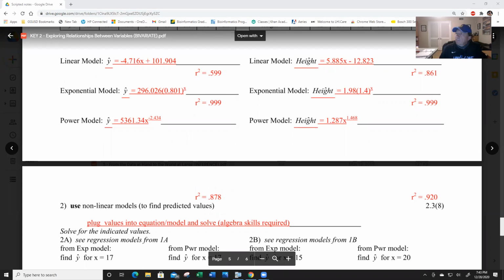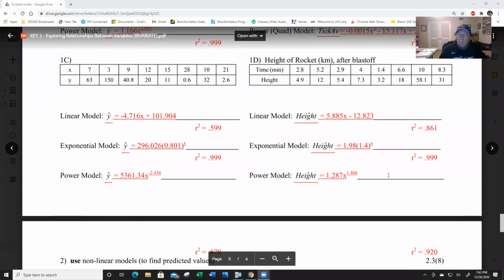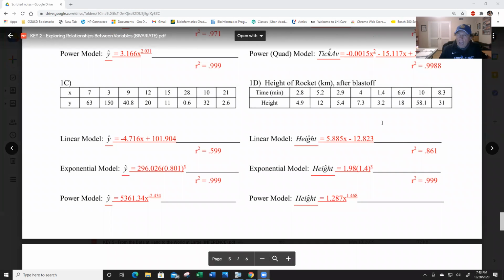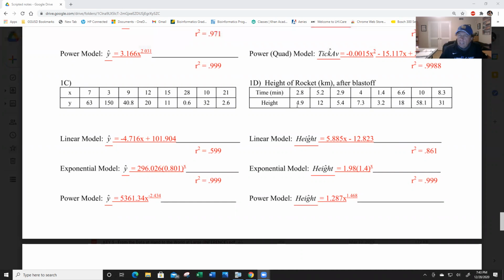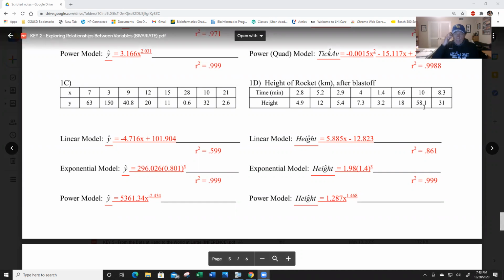All right, the last big one to graph will be the height of a rocket after blast off in minutes. Okay, minutes, and then the height of it, and that's in kilometers after blast off. All right, let's check this one out. So let me pause the recording to get everything set up for you before we do 1D. Okay.